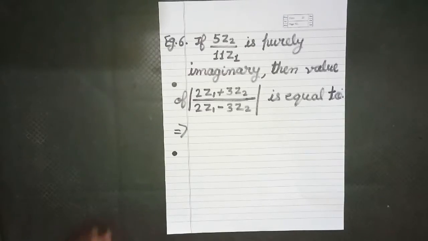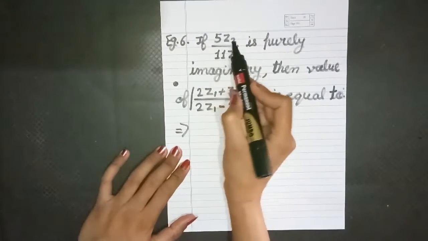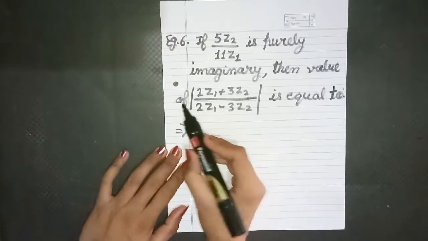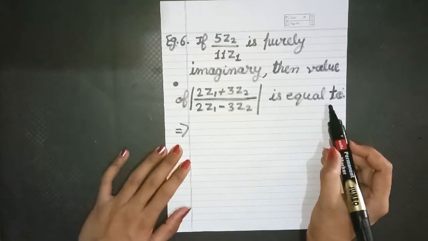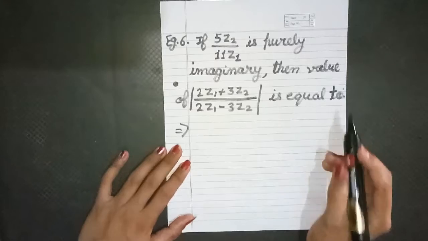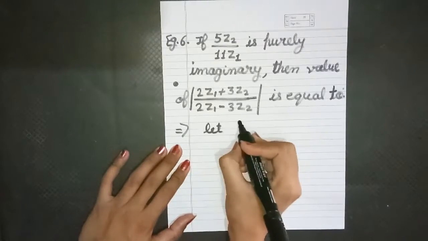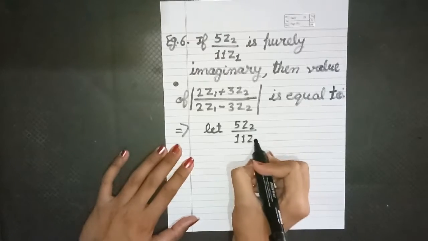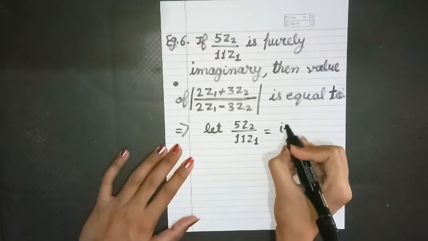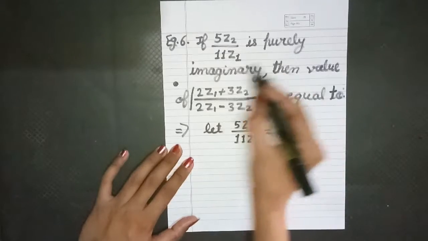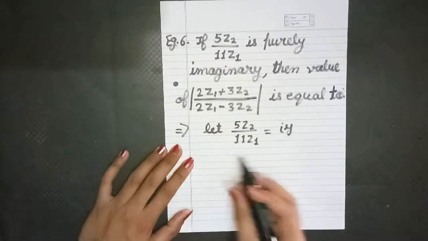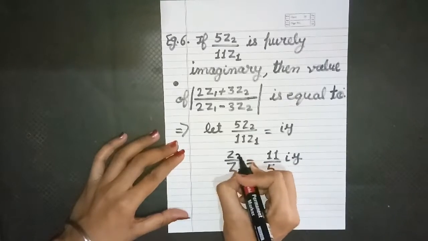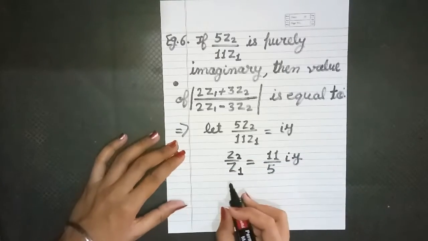Now example 6. If 5z2 by 11z1 is purely imaginary, then the value of modulus of (2z1 plus 3z2) by (2z1 minus 3z2) is equal to. So let 5z2 by 11z1 be equal to iota y, because this is imaginary, right? Now z2 by z1 is equal to 11 by 5 iota y.